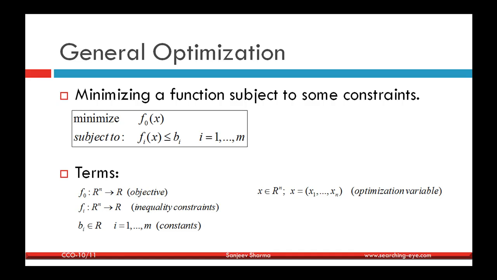Here are the terms which are defined. f naught of x is the objective function, a function which maps a vector in Rn to a real number. Each fi is an inequality constraint function, and it maps a vector in Rn to a real number in R. And each bi is a constant, and bi belongs to R. So we have m constraints that each fi of x should be less than or equal to bi, and subject to these constraints we need to minimize the objective function f naught of x. Here x is an optimization variable and is a vector in Rn with n components x1 to xn.